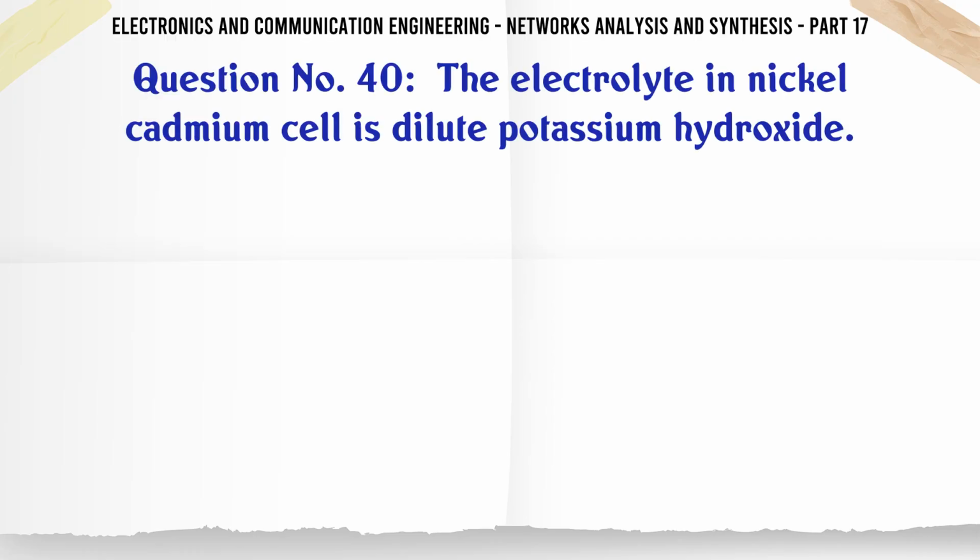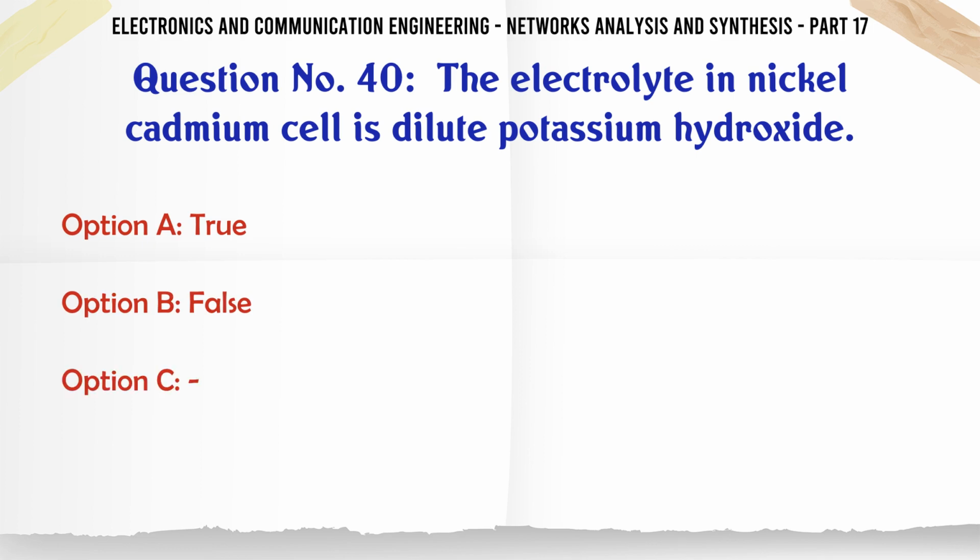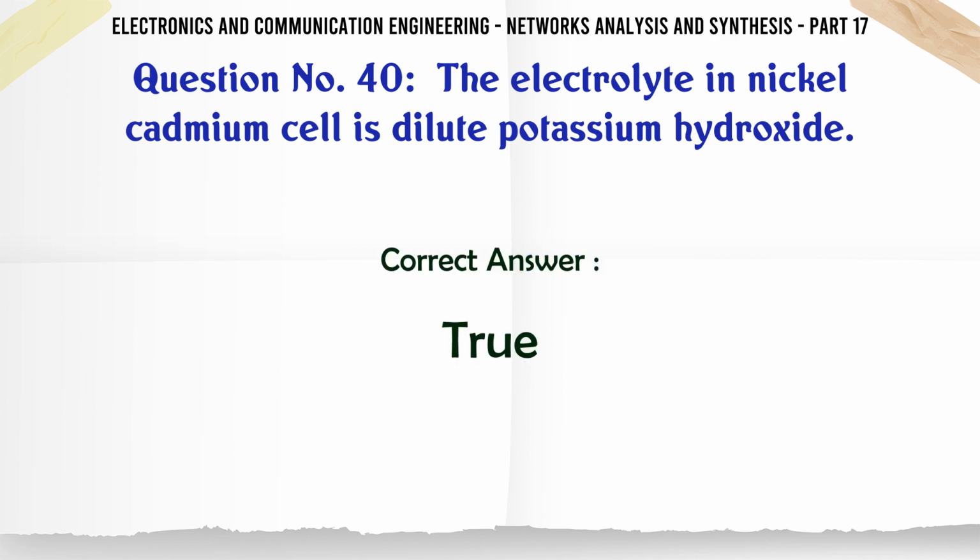The electrolyte in a nickel cadmium cell is dilute potassium hydroxide. A. True, B. False, C. D. The correct answer is true.